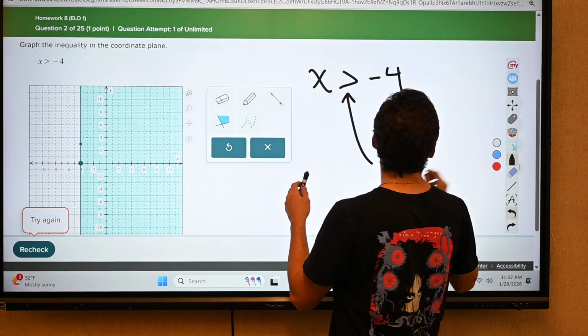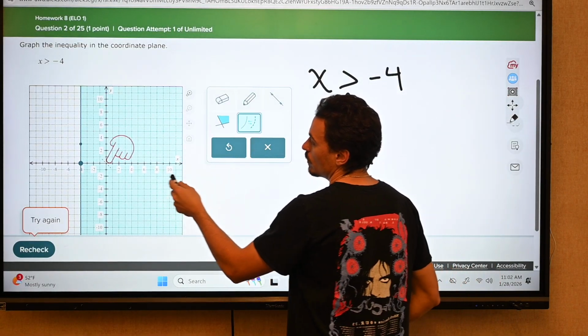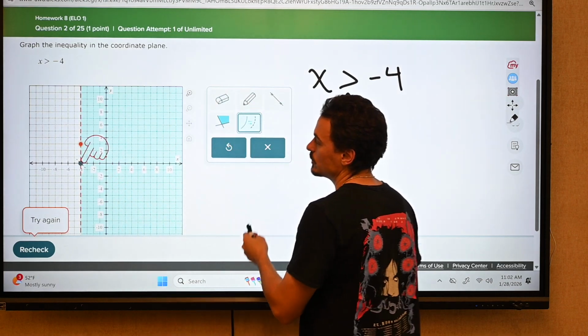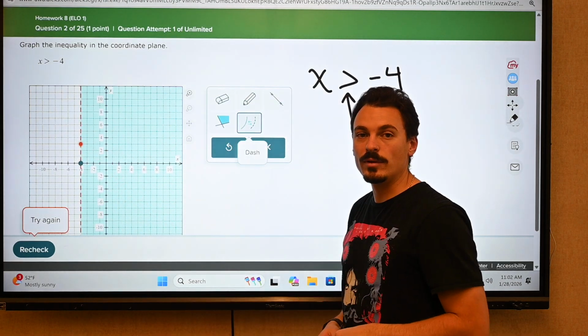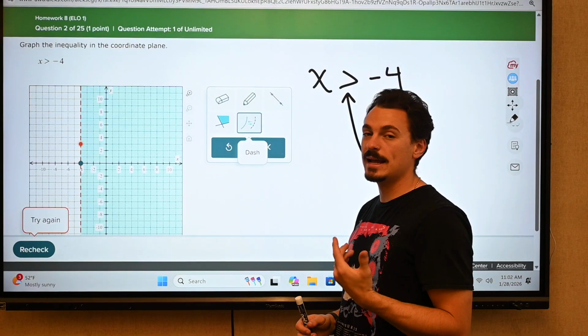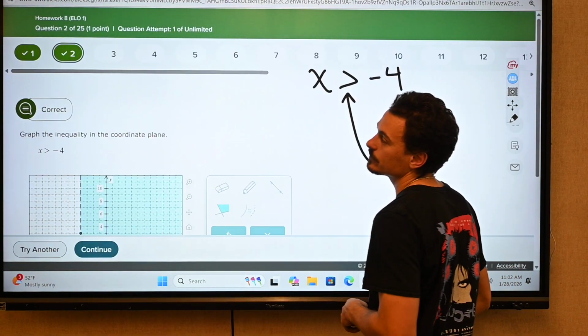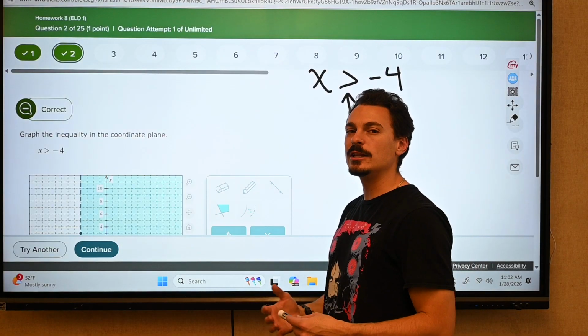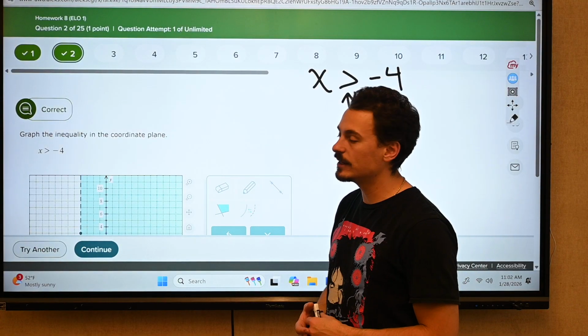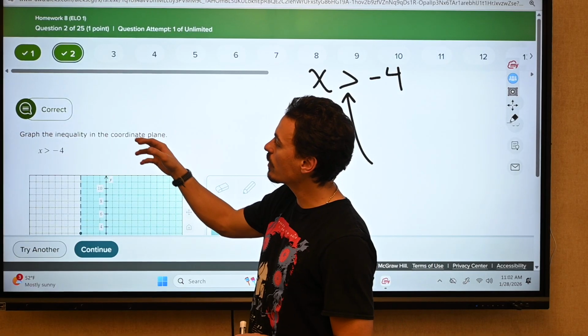So you actually have to take your dash tool and make your line dashed. We have to dash that line, because x can't be negative 4. So let's check it again. Nice. That's the great thing about Alex. It lets you know if you get it wrong, you can fix it. You can look at your work and try to figure out what you did wrong.